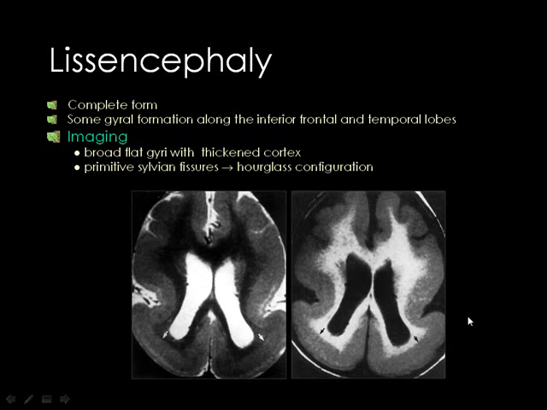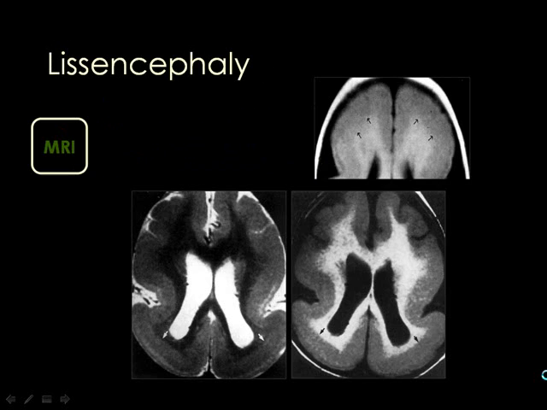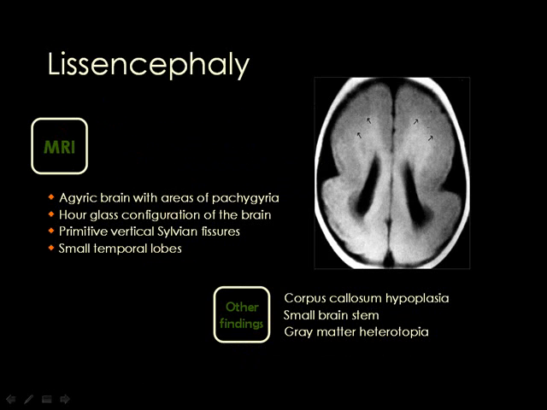This is a Lissencephalic brain where few sulci and gyri are seen. The sylvian fissures are vertically oriented and very short, and the surface of the brain is very smooth, diagnostic of Lissencephaly. Another case of Lissencephalic brain where you got no sulci on the surface of the brain, and very short, vertically oriented sylvian fissures.